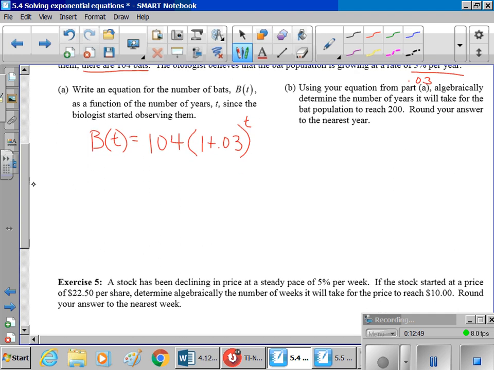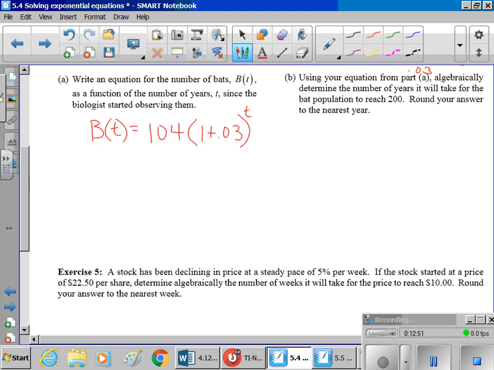Now, using your equation from part A, algebraically determine the number of years it will take for the bat population to reach 200. So recognize where that 200 is going to go. They're asking us to solve for time, so they want us to solve for that t. What we're going to do is that 200 becomes my new population, equal to 104 times 1.03 raised to the t power.